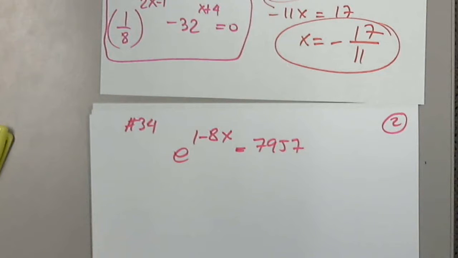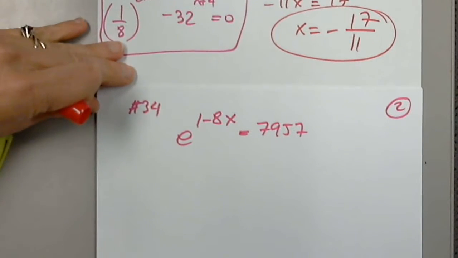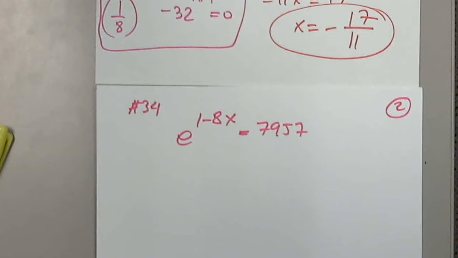I don't see log. Good. It is exponential. Very good. Now here's my next question. Can I present e and 7957 with the same base?